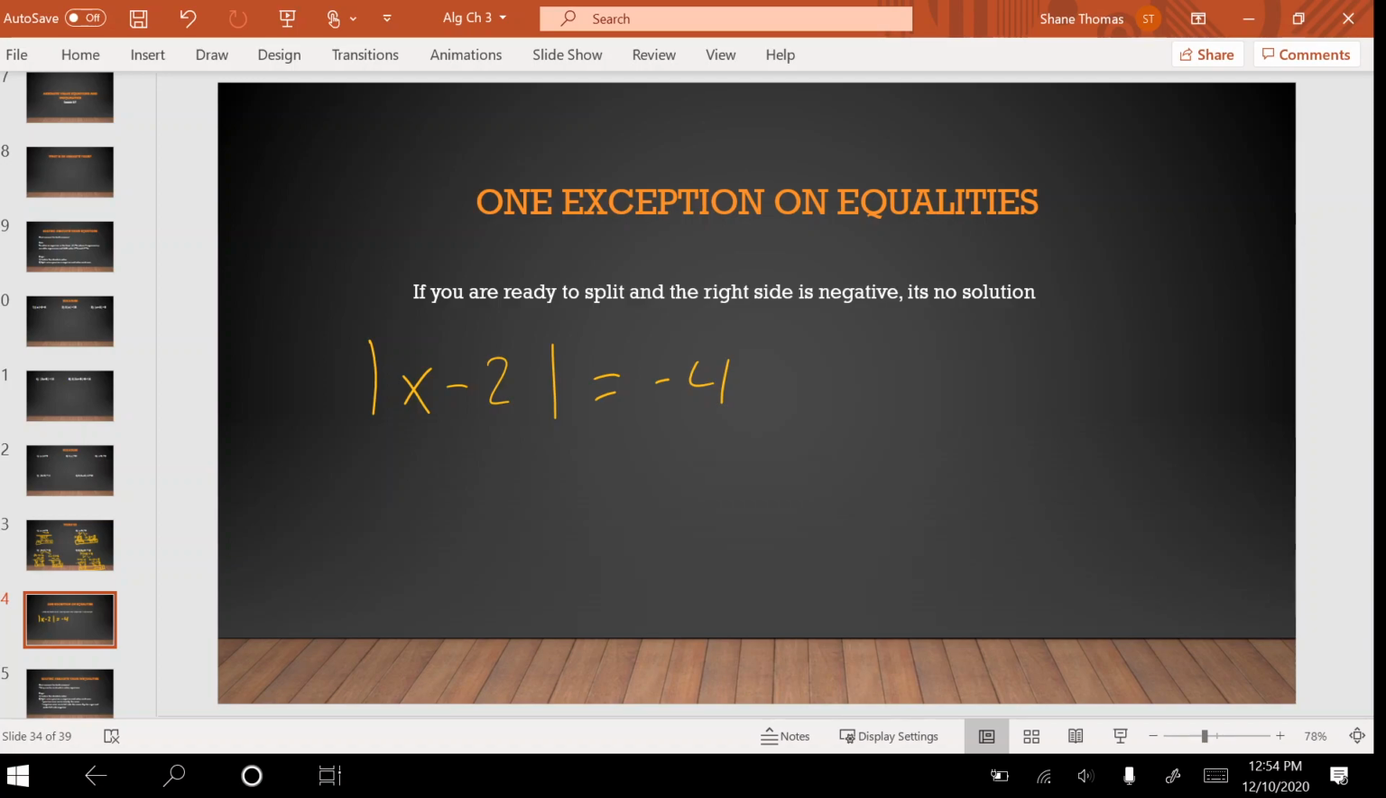Where you have to be careful about is one like this. Say I have this, negative 2 times the absolute value of x minus 2 equals negative 4. Is that ready to split? No, it's not ready to split because I have that negative 2 on the outside. I have to divide first. So I divide both sides by negative 2. The absolute value of x minus 2 equals positive 2. Now can I split it? Yes. So when you're at the ready-to-split point, if you are ready to split and the right side is negative, no solution. Make sense?